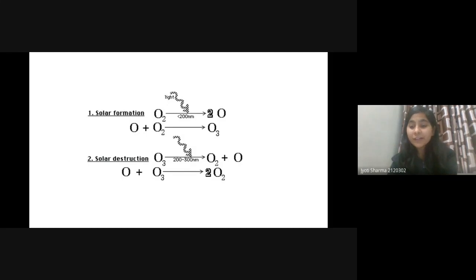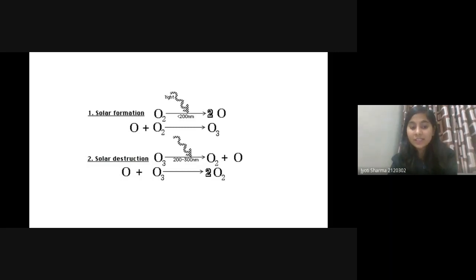So if we are talking about solar radiation, then to break this oxygen, we need a wavelength of less than 200 nanometers. This will be the ultraviolet radiation C category, right? Ultraviolet radiation C will break down this oxygen into two atomic oxygens. Whenever we have one atomic oxygen, it will react with the oxygen, and that will give you the ozone. So here there is the formation of the ozone.